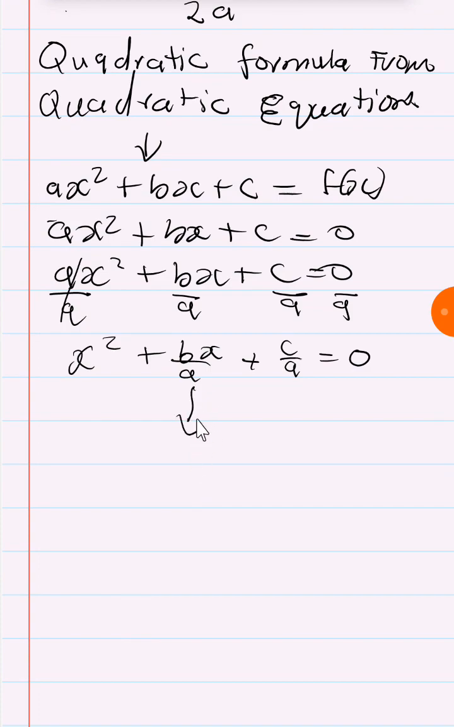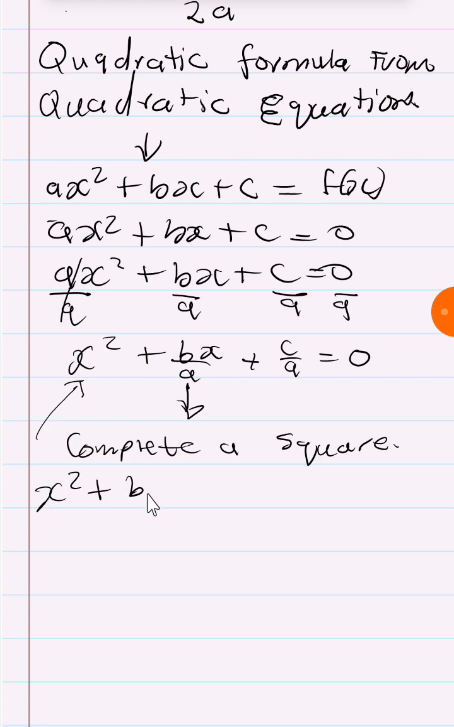Immediately from this expression, we are supposed to do what we call completing the square. And how do we complete the square? We add a 0 into this equation.